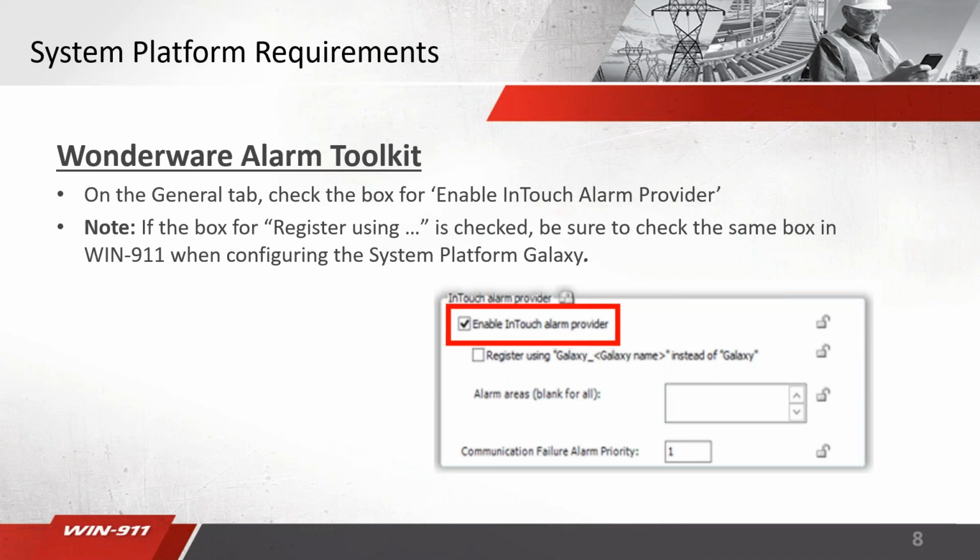Also note that if you have this box checked for register using Galaxy_GalaxyName instead of Galaxy, then you'll have to check this as well in the WIN-911 workspace. This would be under the alarming System Platform. When you go to create your connection, you'll see this option to be able to check it.